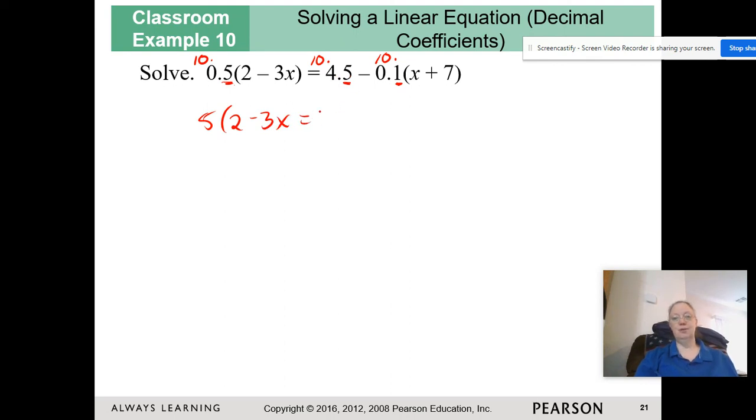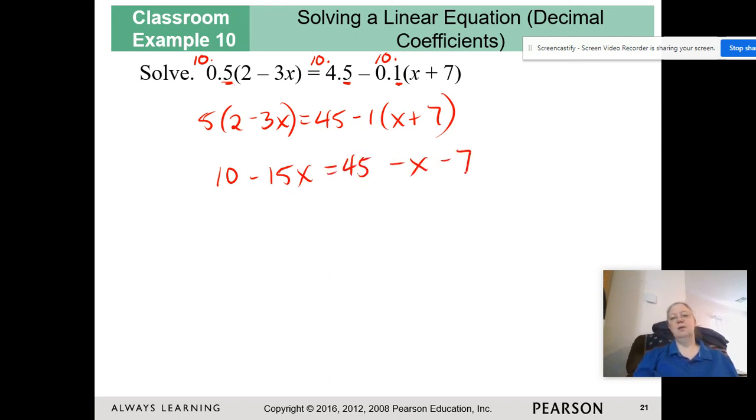Multiply, it's going to move one decimal place to the right. One decimal place to the right. I forgot my parentheses. There you go. And once we've eliminated the decimal, then we are going to distribute. Don't forget to multiply your negative 1 times your 7. I'm going to get my x's on the same side. I'm not going to do that yet.